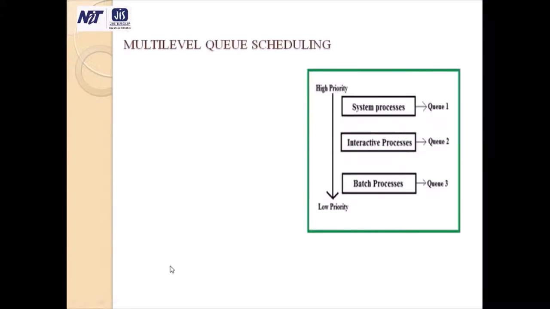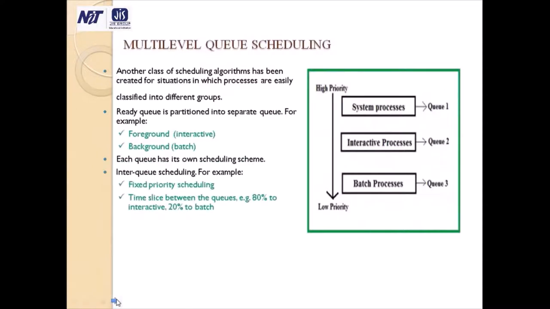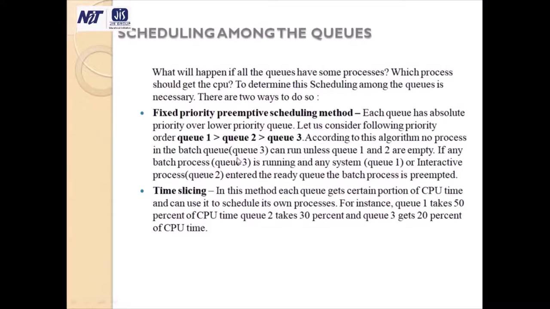Look at the picture. The system process queue has the highest priority of all, and the batch process queue has the lowest priority of all. Each queue has absolute priority over the lower priority queues. We see that Q1 has the highest priority over Q3. So if a batch process in Q3 is running and any system or interactive process comes into Q1 or Q2, the batch process is preempted.